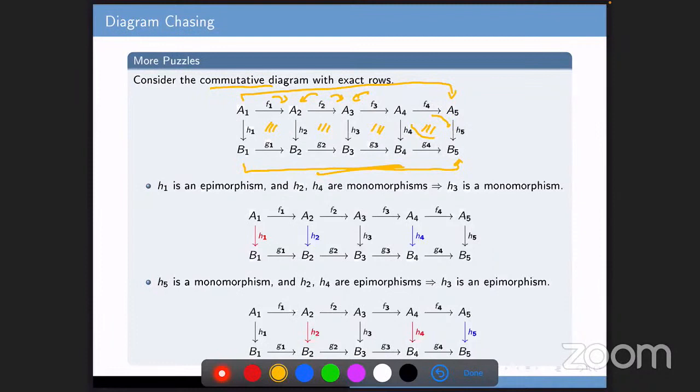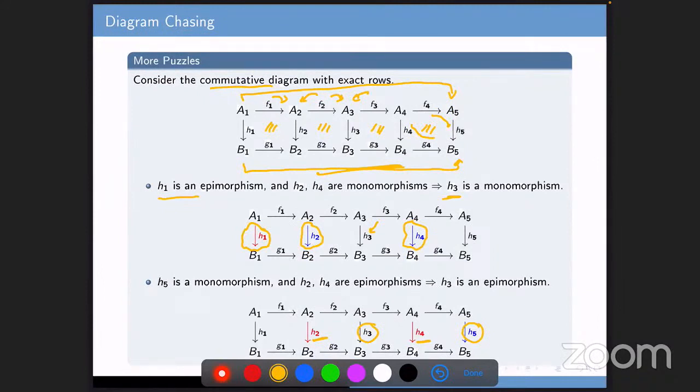And in this situation, if in addition H1 is an epimorphism, which is represented by this red color here, and H2 and H4 are monomorphisms, which is represented by these blue colors, then H3, this one, has to be a monomorphism. And if H5 is a monomorphism this time, and if these two are epimorphisms, then the middle one, H3, has to be an epimorphism. Okay, this is called the 5 lemma.